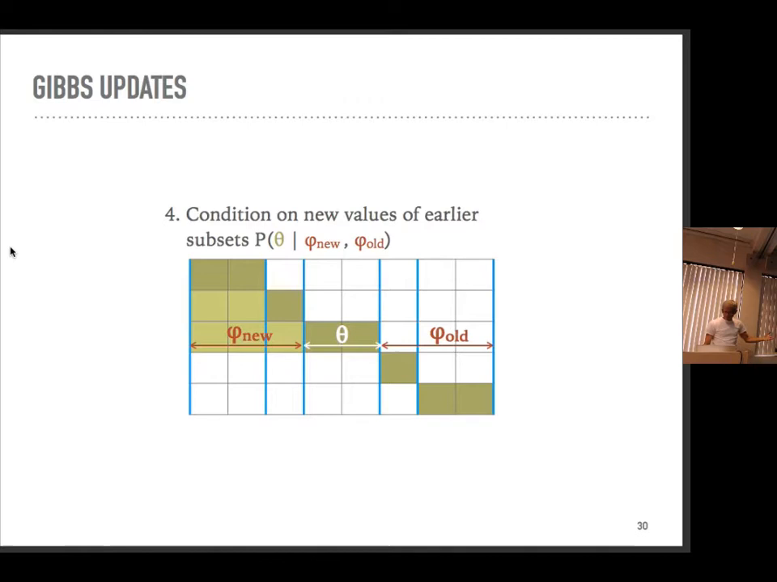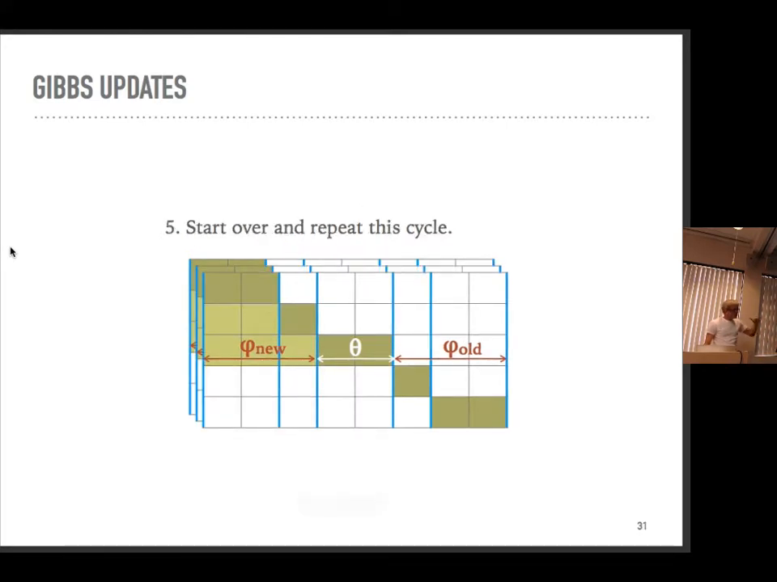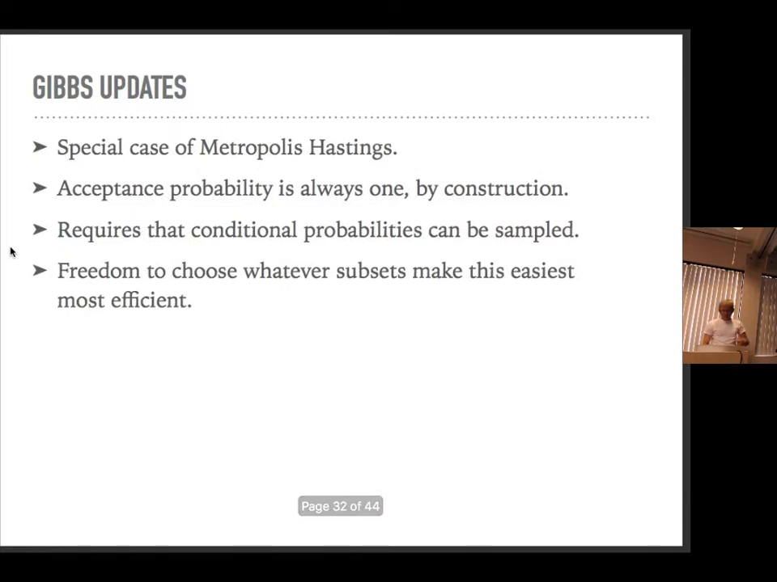Okay, and then when you get down to the bottom, now you've done one update. So we have to break it down into steps. It seems like more work, and then you can repeat that whole cycle over and over. The main reason for doing this is that by construction, the acceptance probability is always 1. The price you pay is you have to know what all of those conditional probabilities are, and you have to be able to sample from them.